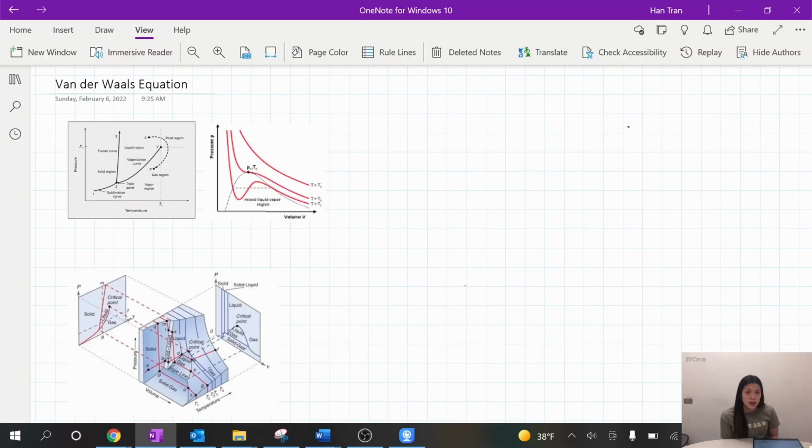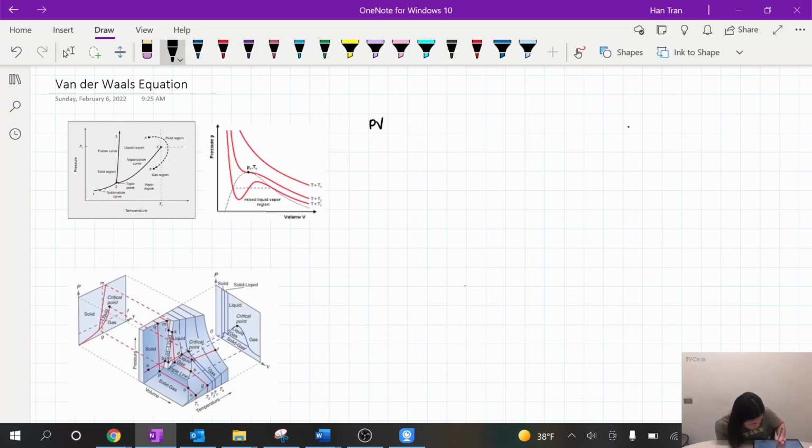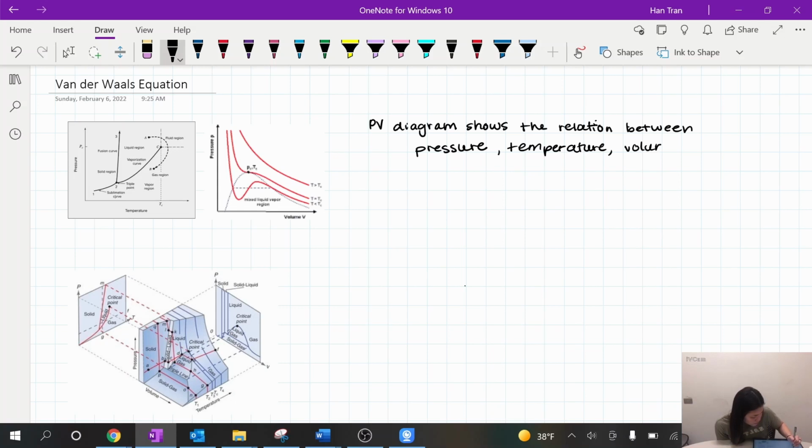Let's take a moment to define what a PV diagram is. A PV diagram is a diagram that shows us the relation between pressure, temperature, and volume of a pure substance.